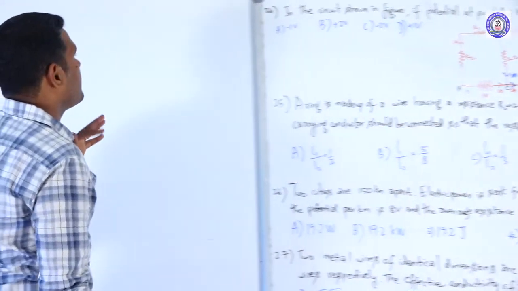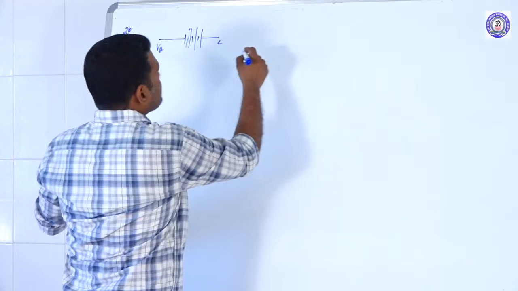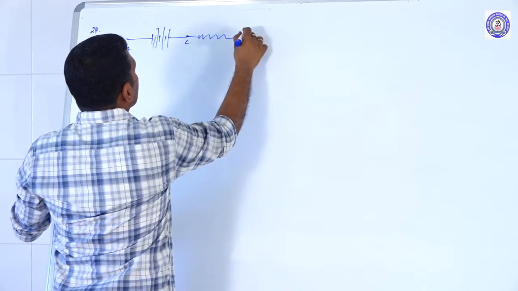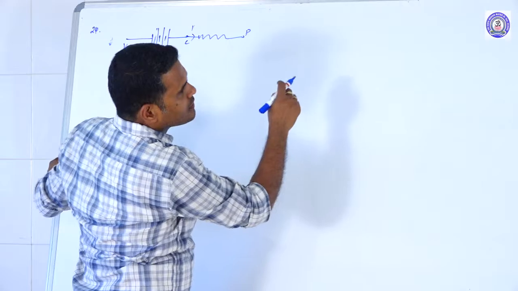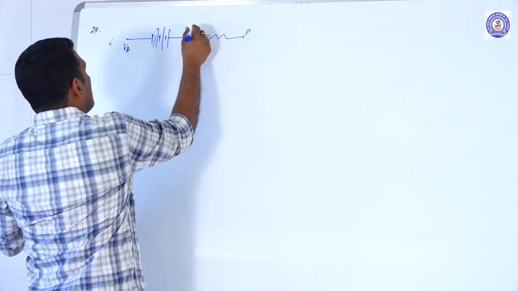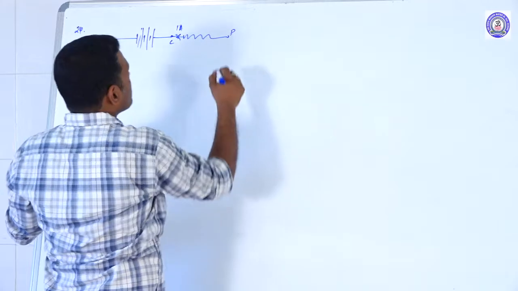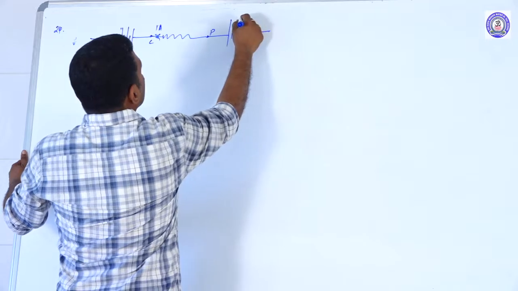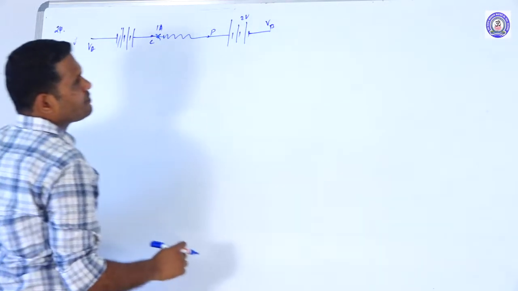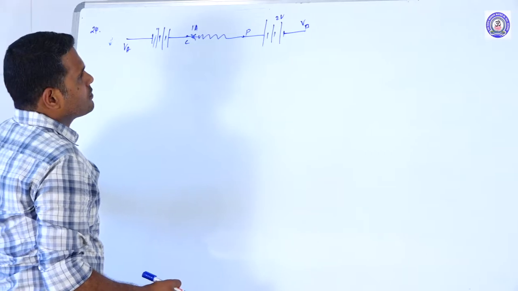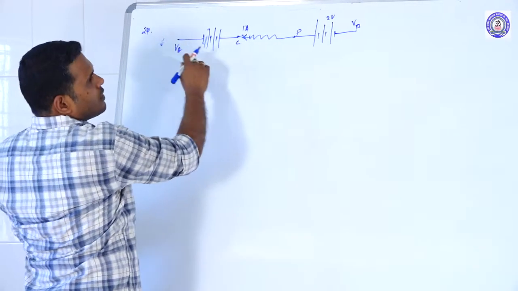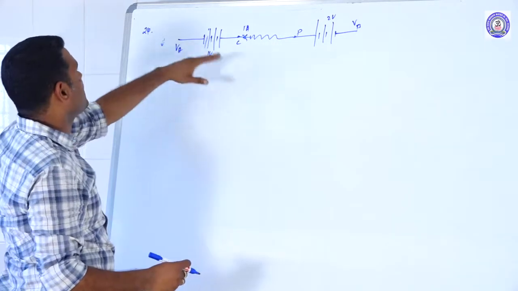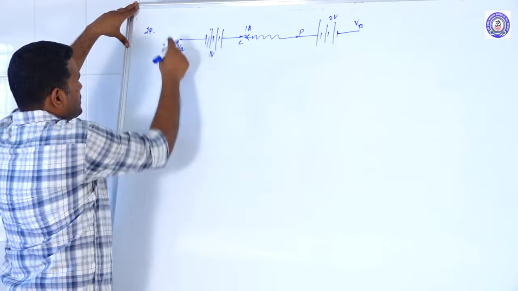So I can draw the circuit in this form. This is C. From C to D, 1 ampere current is flowing, and then from D another cell or battery is given with a 2 volt potential. This is VB. So this is the route through which we are going to apply Kirchhoff's voltage law.